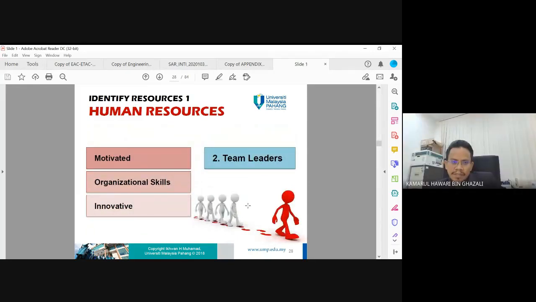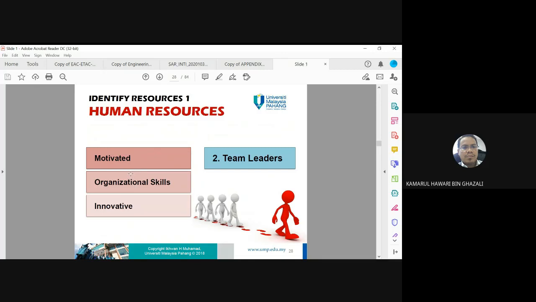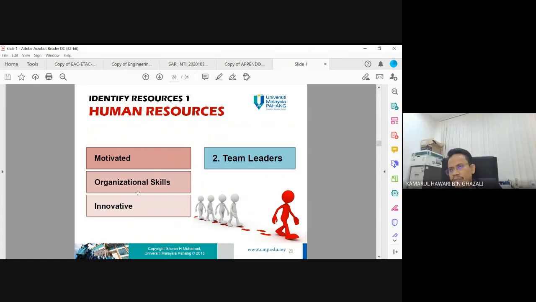So team leaders, what is the function of team leaders? Motivated, organizational skill, innovative. So this is the importance of team leaders. They must be motivated, must have the motivation inside. If a team leader doesn't have this kind of skill or these features, the project cannot be done. Must be motivated, with organizational skill and innovative.